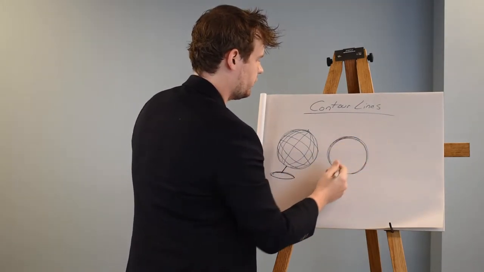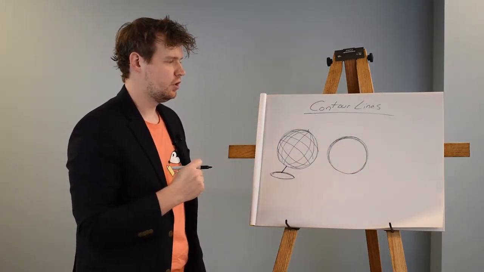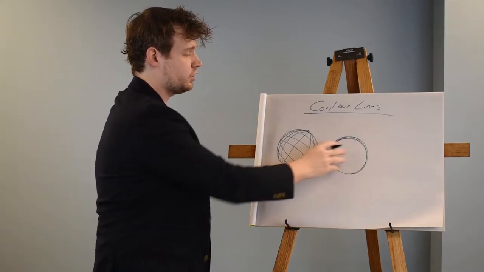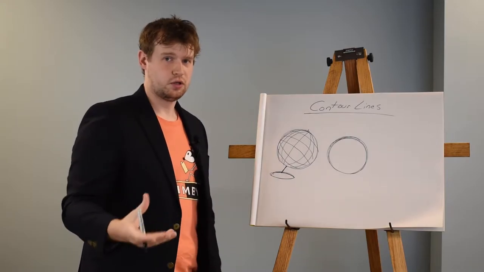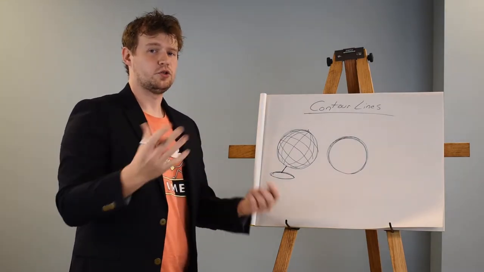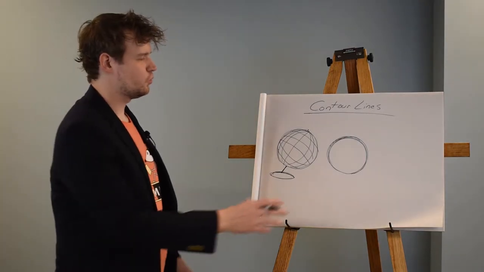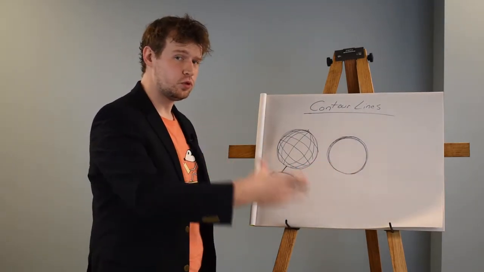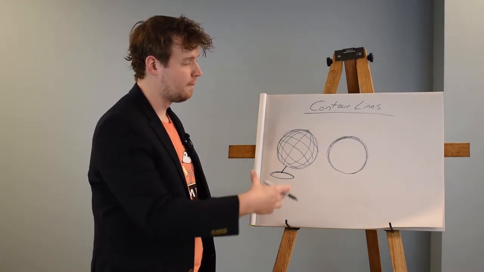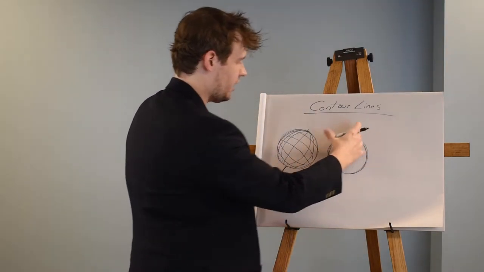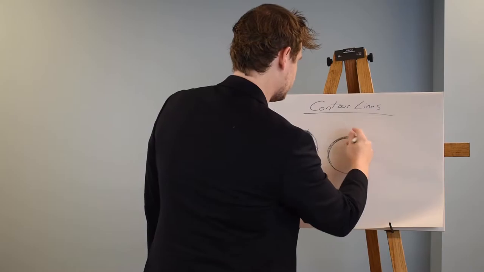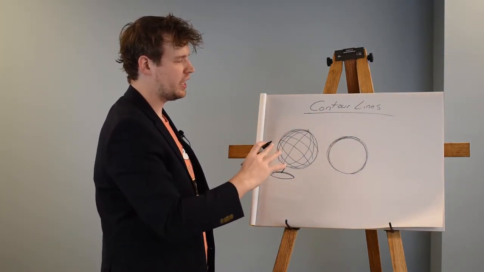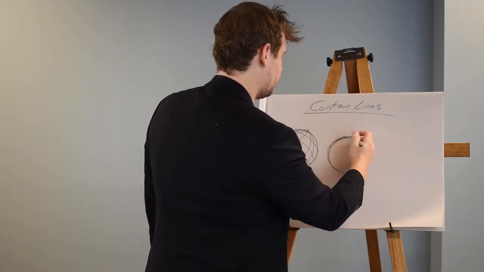So if I just draw this and I tell you it's a sphere, you only know it's a sphere because I told you it's a sphere. If you looked at this on its own, you'd be like, it's a circle, and circles are flat, and spheres are round. So we're gonna add some contour lines to this circle to really communicate the idea that it's a sphere. And so if we had a contour line on this, we're gonna start with like the two extremes, and we're gonna fill in the gaps. So let me show you what I mean by that.